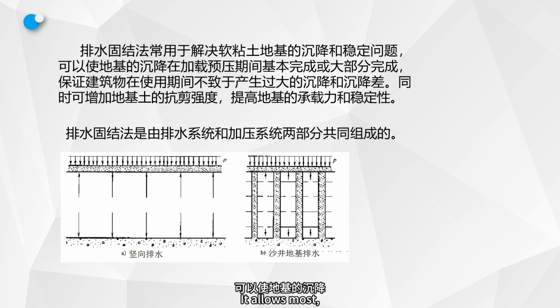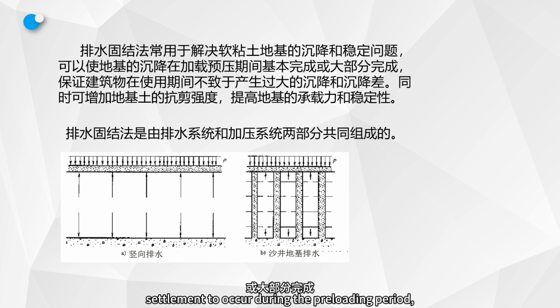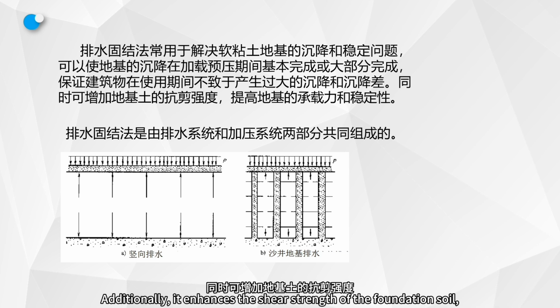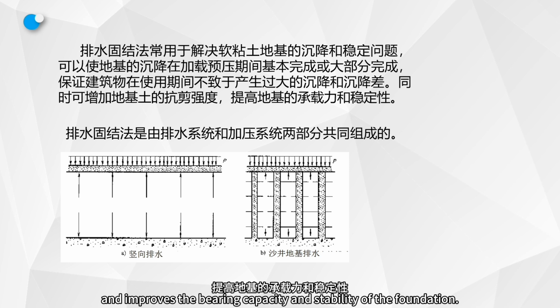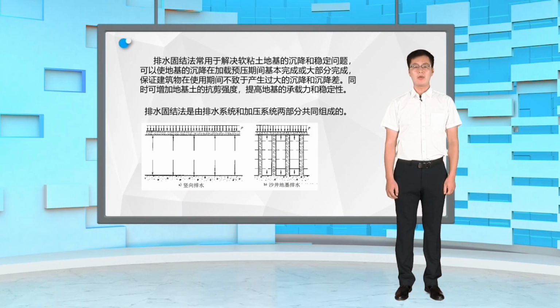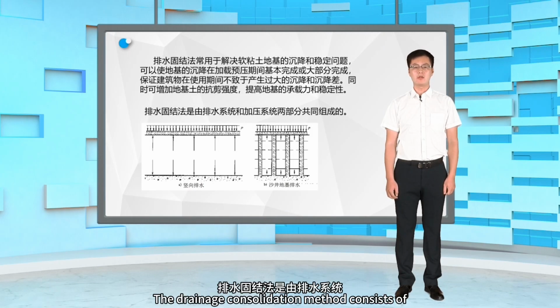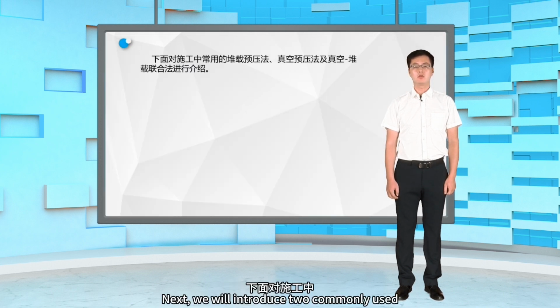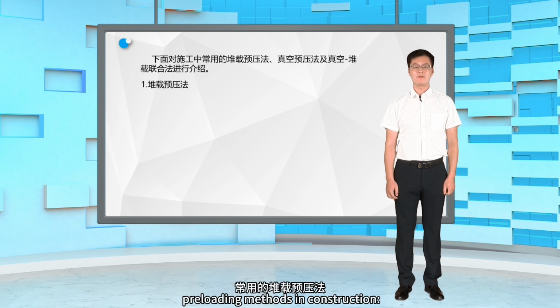It allows most, or nearly all, settlement to occur during the preloading period, preventing excessive settlement and excessive differential settlement during the building's service life. Additionally, it enhances the shear strength of the foundation soil and improves the bearing capacity and stability of the foundation. The drainage consolidation method consists of two main components, a drainage system and a pressurization system. Next, we will introduce two commonly used preloading methods in construction: surcharge preloading and vacuum preloading.